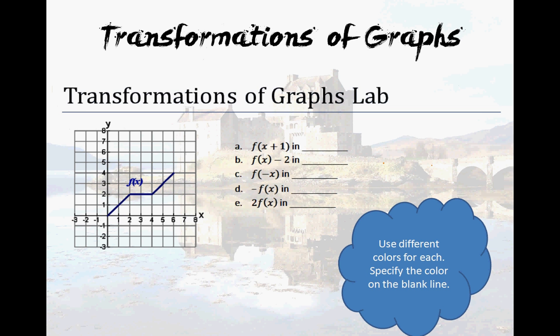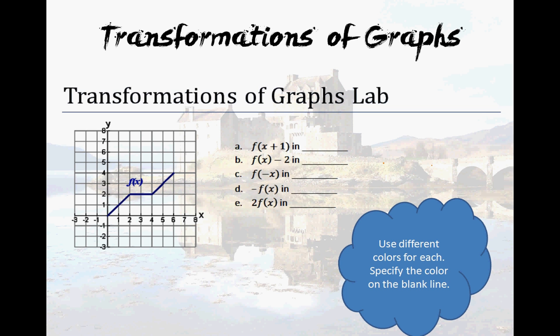Okay, so now you should see this diagram. It says Transformations of Graphs Lab. I left some colored pencils out for you guys, so hopefully they're there from the sub if you need them. For each one of these things that you do, I want you to graph it in a different color so that you can see. You're going to be graphing it directly onto this picture. So I'll do the first one. It says f of x plus 1.